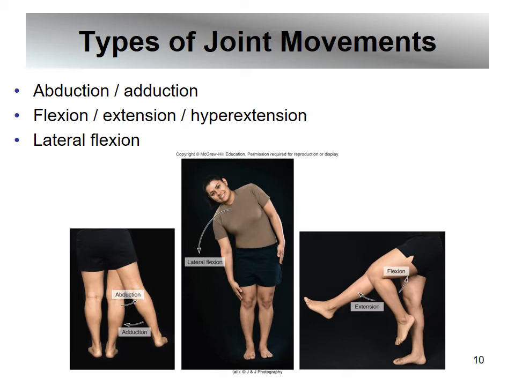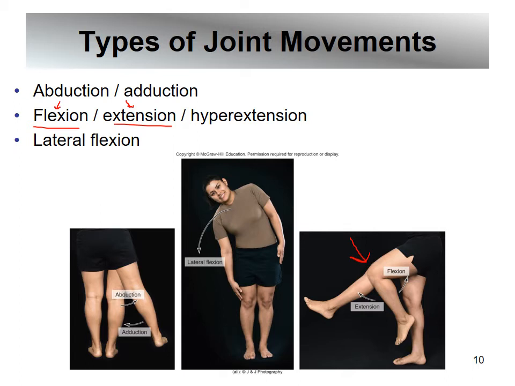For instance, flexion and extension. This is going to show flexion and extension at the knee. You could do it with the elbow. Flexion is decreasing the angle of a joint. So if I have my arm out and I bring my hand closer to my shoulder, the angle of my elbow has decreased. So that's flexion. Extension is the opposite. It is increasing the angle of a joint. So I stretch my arm back out.